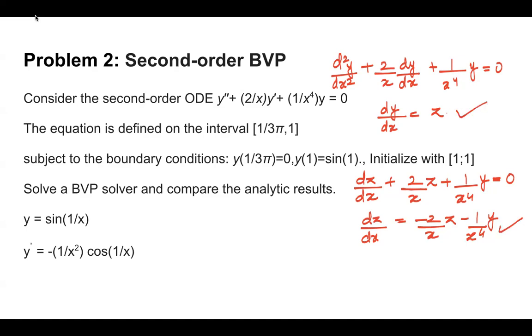Now I have the boundary conditions properly given to me. I initialize every point with 1 and 1. Both my y and dy by dx will be initialized by 1 and 1. And this is my analytical solution. I have to compare my solution to the actual solution that I get to this analytical result. So let me just share Matlab.